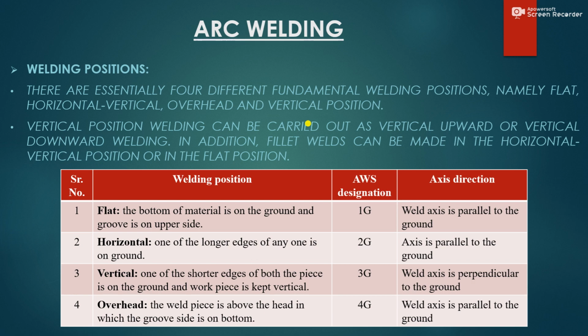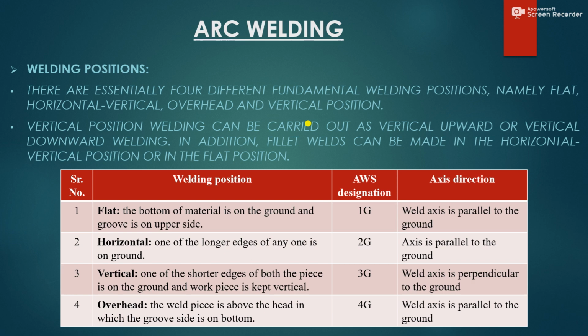The third one is the vertical position, in which one of the shorter edges of a rectangular piece will be on the ground, and the workpieces will be kept vertical. Whenever you take a rectangular piece and put the shorter edge of the piece on the ground, the piece is said to be in vertical position. The welding will be carried out in this position. The designation is 3G, and the axis direction will be perpendicular to the ground.